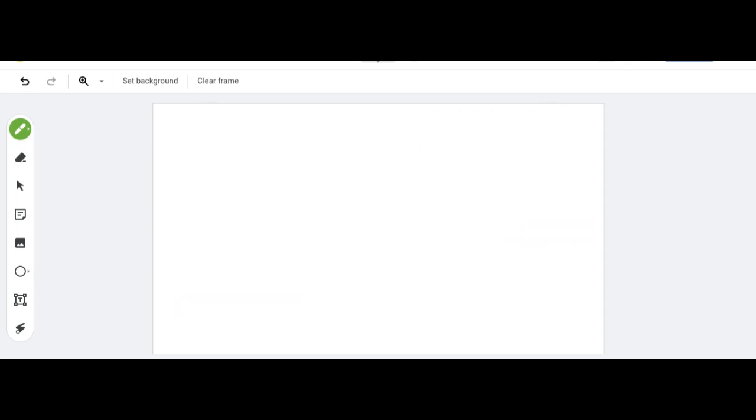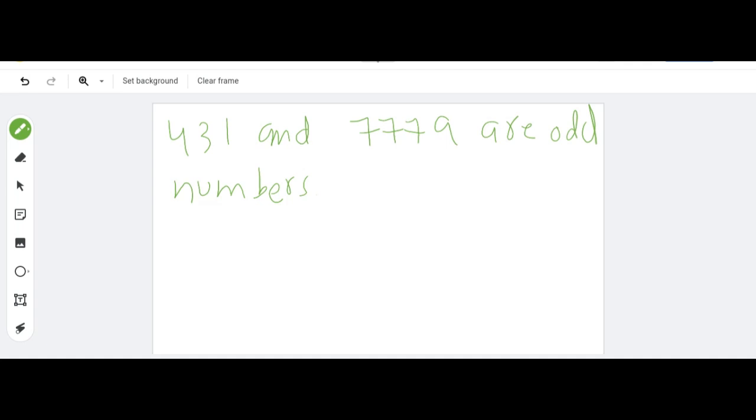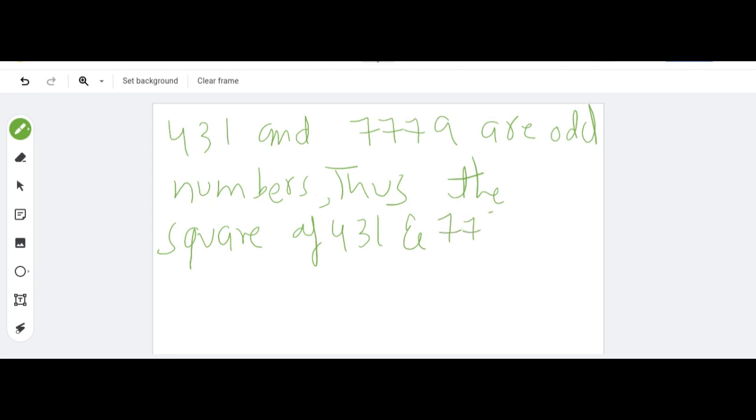Here starts the solution. 431 and 7779 are odd numbers. What is the reason? Thus, the square of 431 and 7779 will be an odd number.